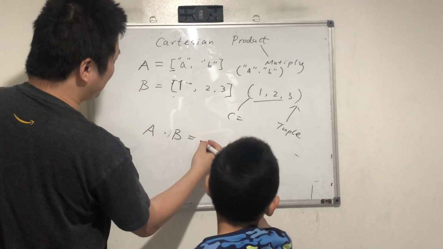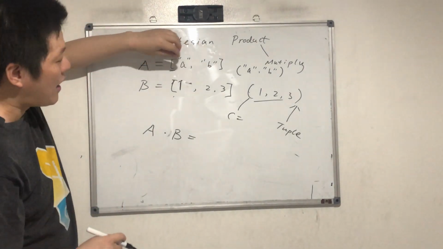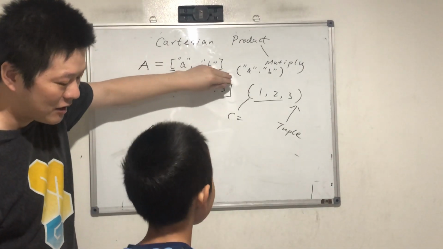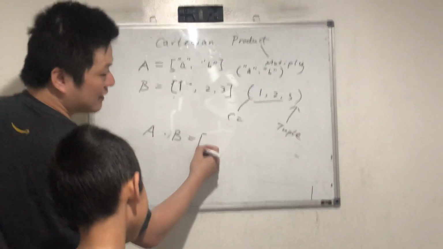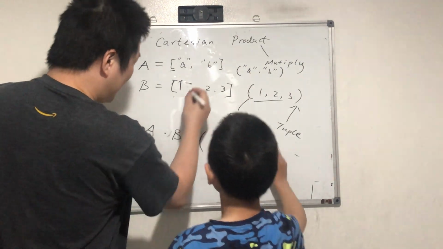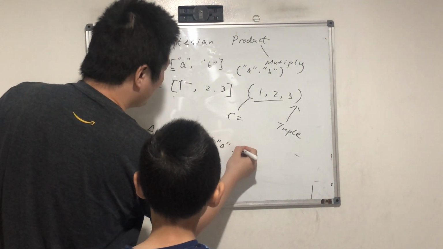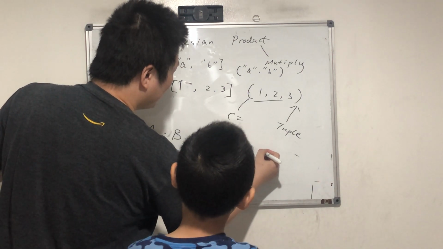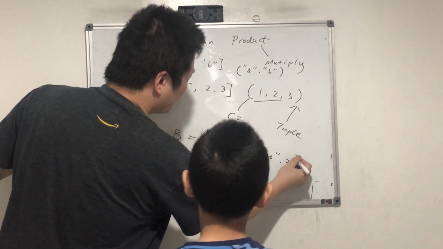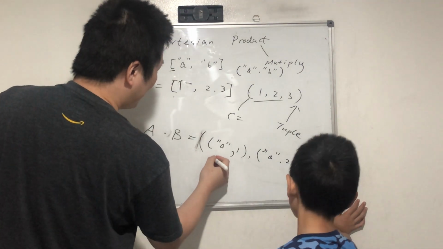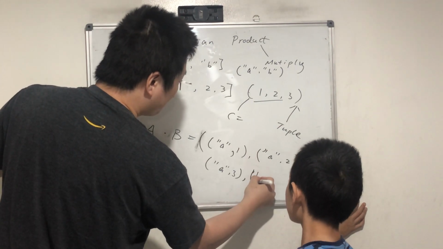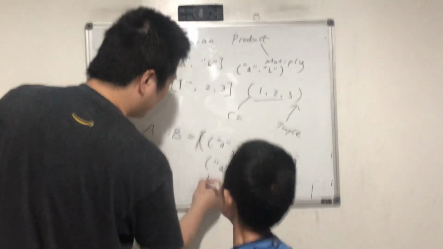Cartesian product A B equals what? You take each element of A and make the combination with each element of B. So what does it equal? It will be a tuple, a tuple of tuples. It will be A1, then A2, then A3, then B1, B2 and B3.